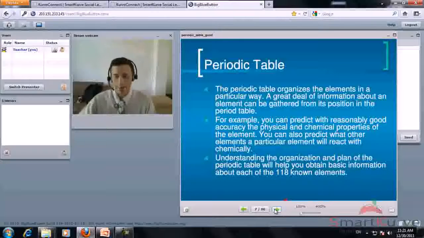All right. Understanding the organization can help you get basic information about each of the elements. All right, terrific. Let's move on.